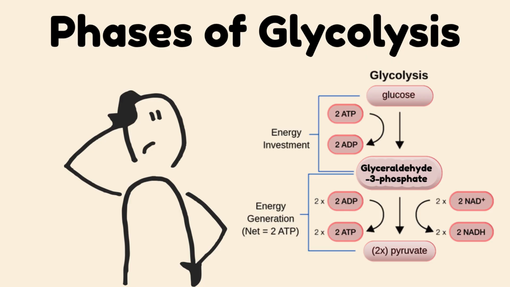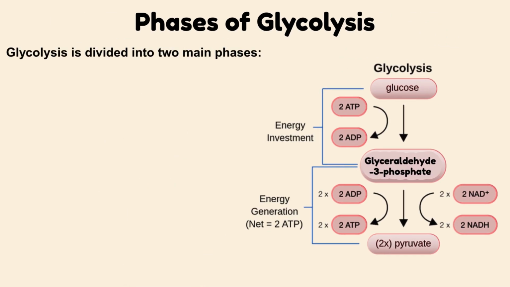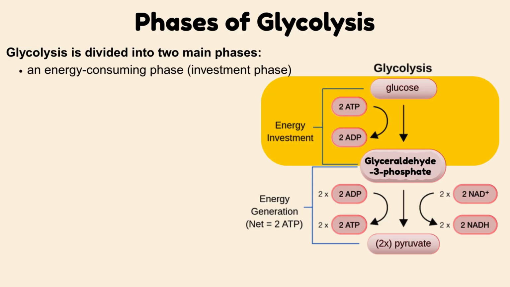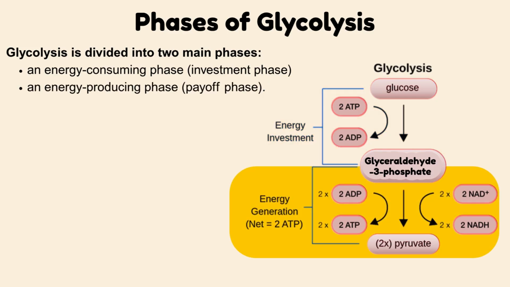What are the phases of glycolysis? Glycolysis is divided into two main phases: an energy-consuming phase, the investment phase, and an energy-producing phase, the payoff phase.